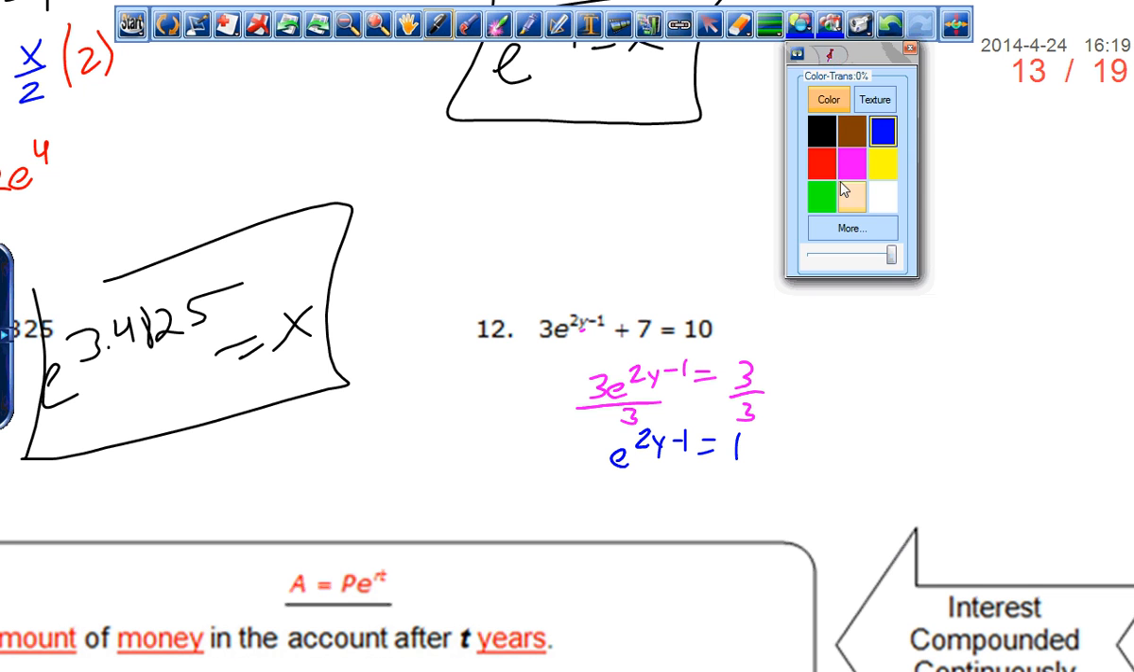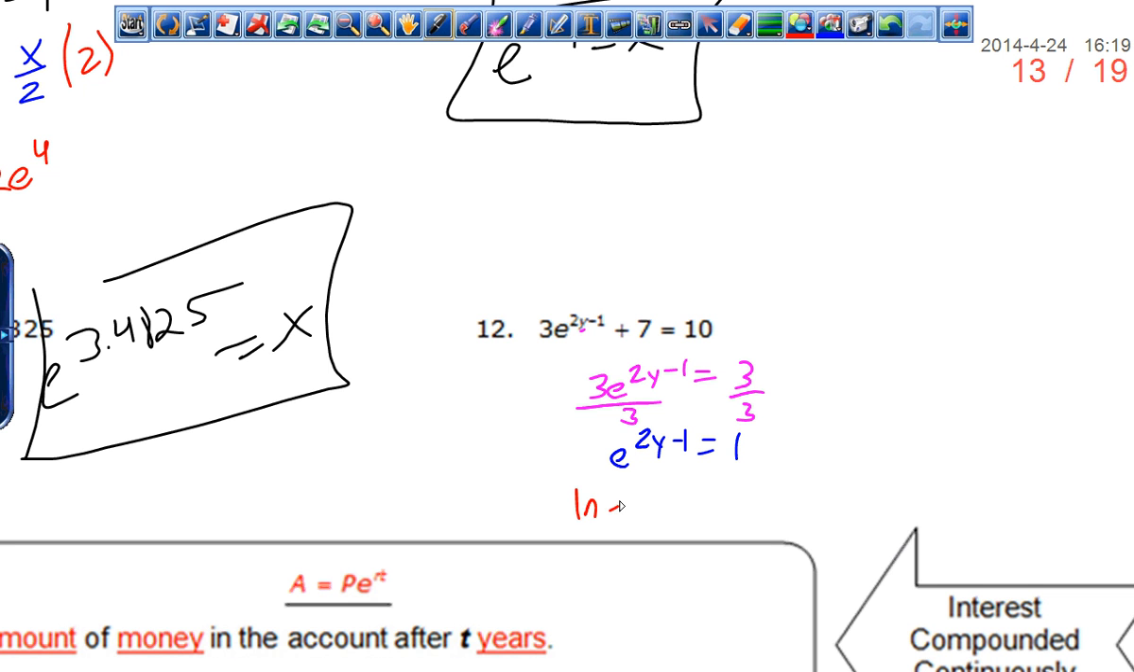Then I'm going to be taking the natural log. That's the weird part. Natural log of both sides. It's just like taking the normal log of both sides, but I'm dealing with e, so I have to do natural log. So when I do that, then I can bring 2y minus 1 in front, then I still have natural log of e equals natural log of 1. Well, we already talked about natural log of e cancels out because that's just 1. So I have 2y minus 1 equals this.